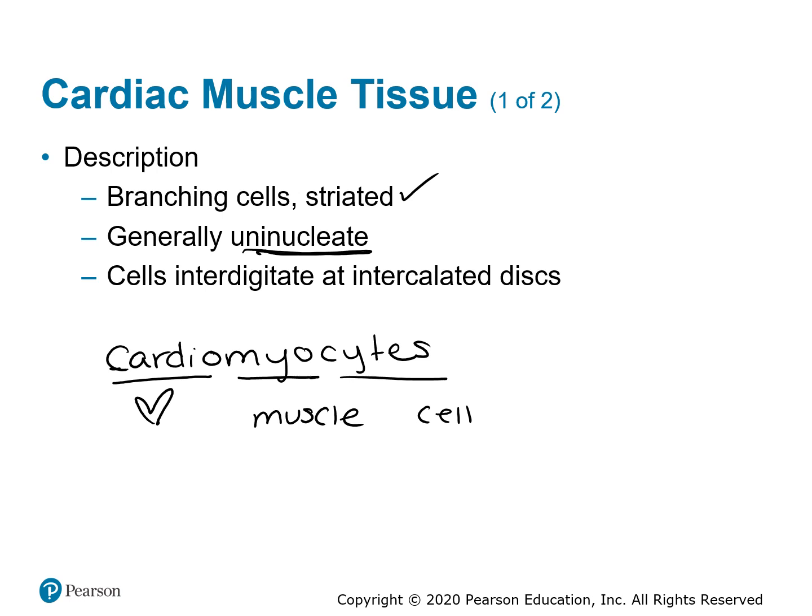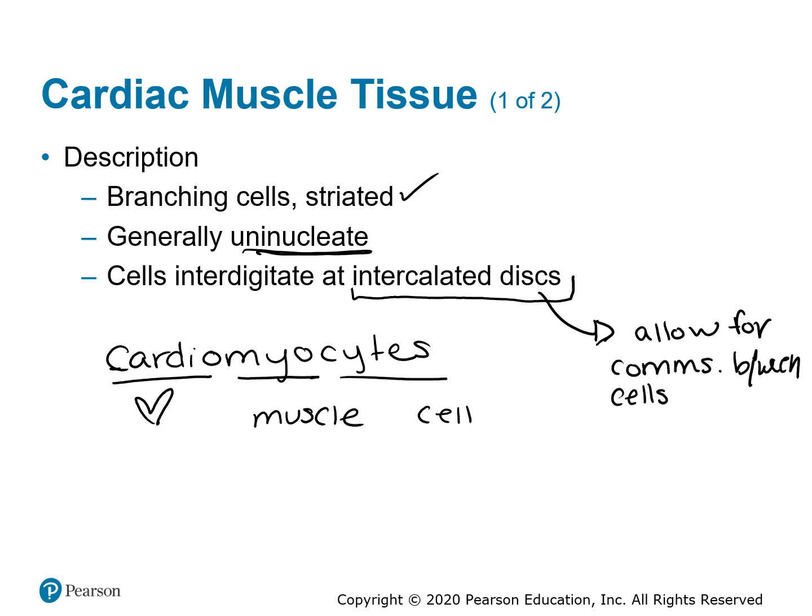And their most special component is what we call these intercalated discs. Intercalated discs allow for communication between cells. And we need those intercalated discs, we need all of these cells to function as a unit so that your heart can accurately and efficiently pump blood. If those cells were all firing at different rates, your heart would fire at different rates, and that wouldn't be good for pumping. Okay?